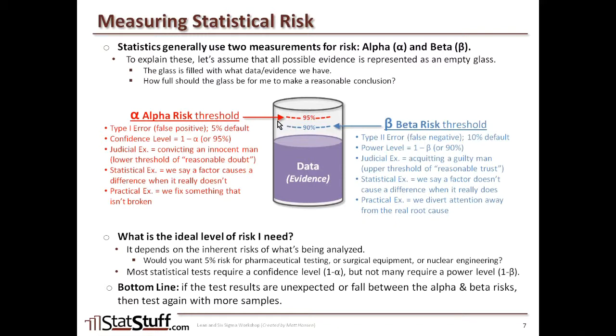That's not enough. We have to look to see if the risk level or the p-value is between 5% and 10%, we have to go back and get more data because we could be subject to this level of risk as well. So it's really important to consider both of those types of risk when we're doing our analysis.